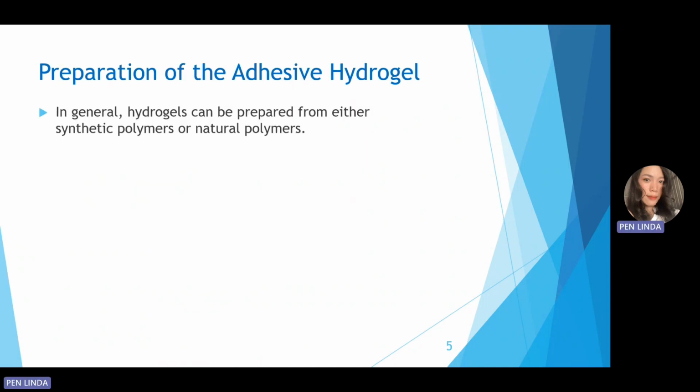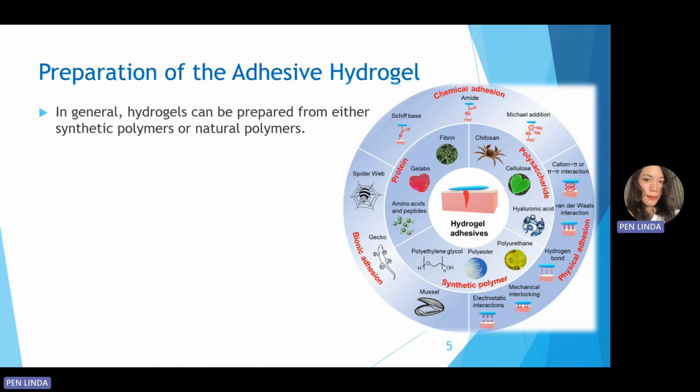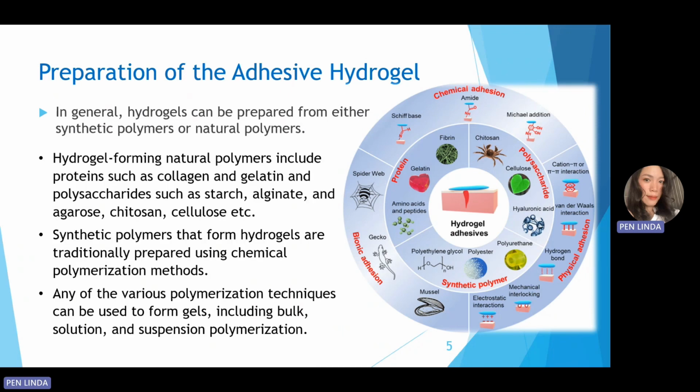In general, hydrogel can be prepared from either synthetic polymers or natural polymers. As you can see in this figure, hydrogel forming natural polymers include proteins such as collagen and gelatin, and polysaccharides such as starch, alginate, agarose, chitosan, cellulose, etc.